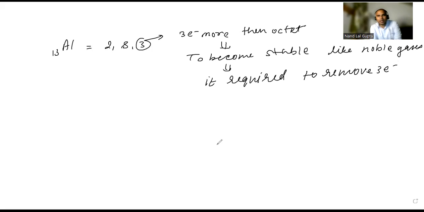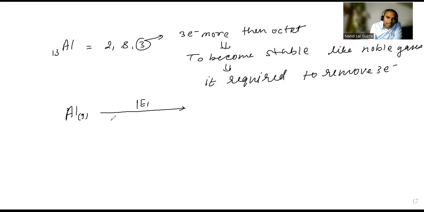So how will it take place? Aluminium is a gaseous atom. If I want to remove 1 electron, which energy do I need to supply? I am supplying IE1. IE1 is called the first ionization energy. With the help of first ionization energy, it is converting to Al+ plus 1 electron.